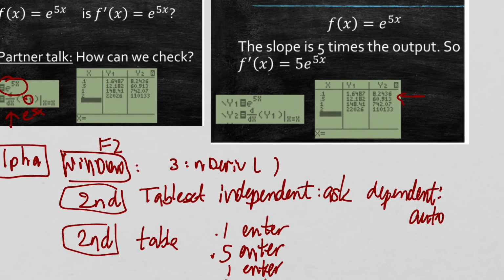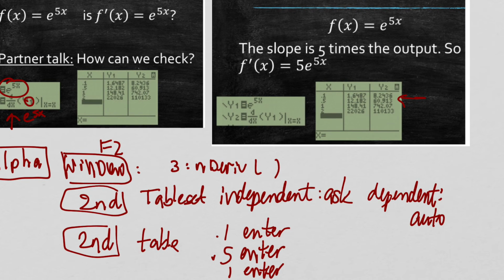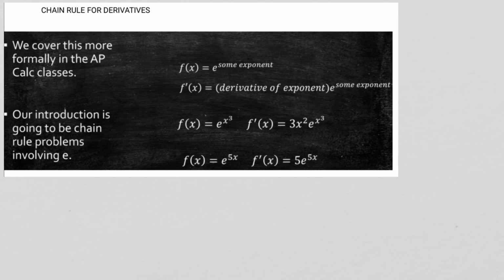What do you notice about these values for y1 and y2 for the output? Well, it's looking like the slope is 5 times the output. So the derivative for e to the 5x is 5 times e to the 5x. So there is a formula here, which is something called the chain rule, which you're going to be learning more as you go into AP Calc classes. Here we're just introducing it, involving e.